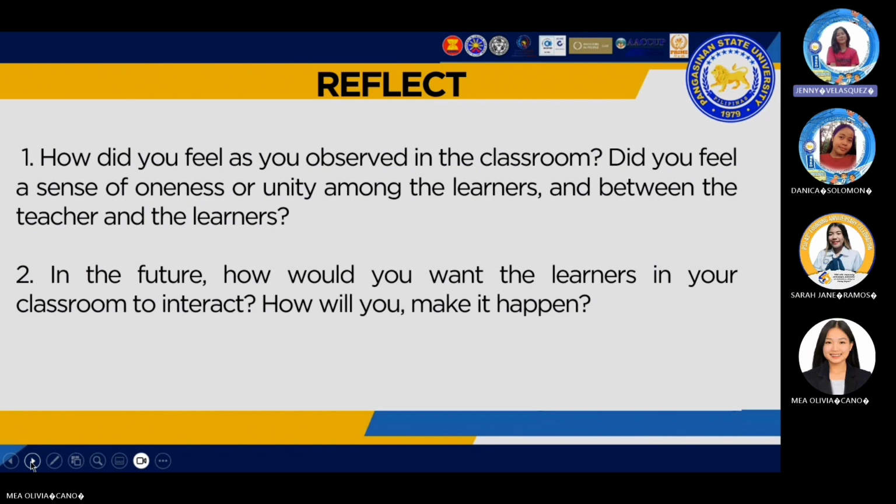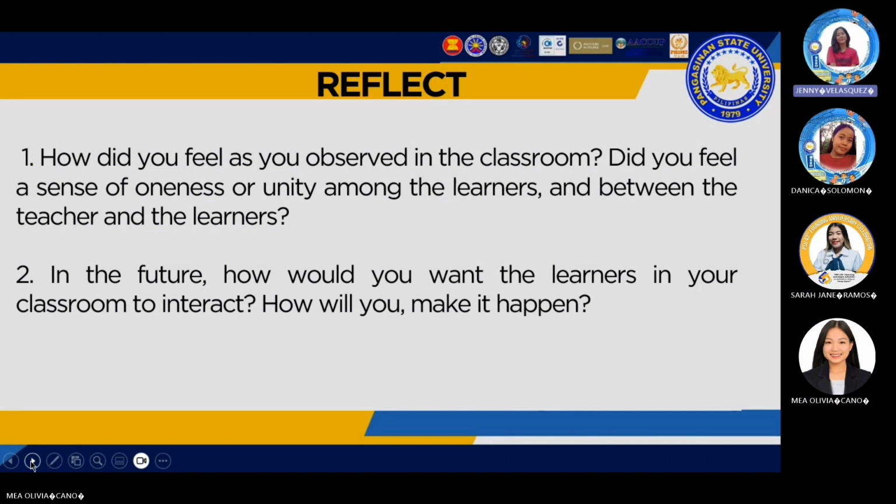Number 2, in the future, how would you want the learners in your classroom to interact? How will you make it happen? In the future, we envision a classroom where students engage in friendly discussion and teamwork. To accomplish this, we organize activities that promote idea sharing and collaboration, utilizing also age-appropriate technology as an element of fun to lessons, contributing to an engaging learning environment. This approach transforms the learning experience into a joyful and collaborative journey that students can bring forward into their future.